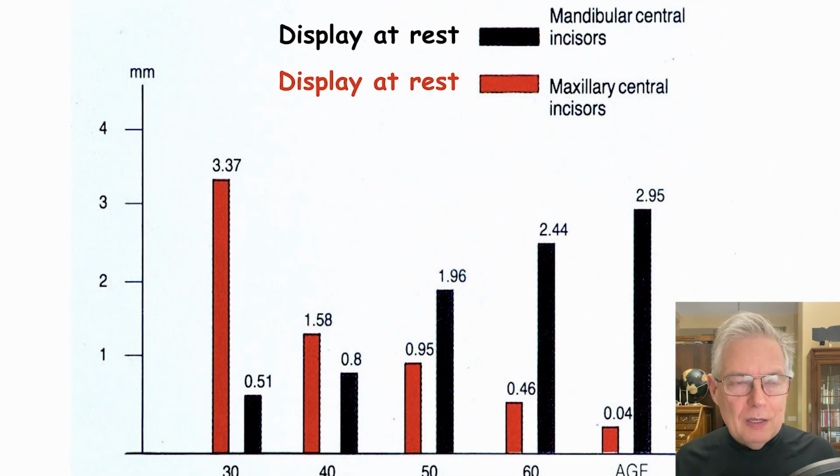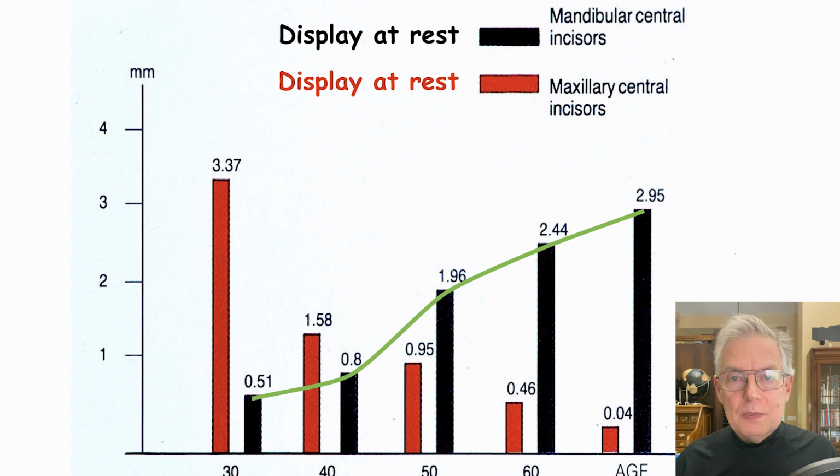For instance, let's talk about display at rest. And in this article from Vig and Bruno, which is one that gets talked about the most, you'll notice that display at rest of maxillary teeth goes down with age. Display of mandibular teeth goes up with age. Okay, there it is on the maxilla, and here it is on the mandible.